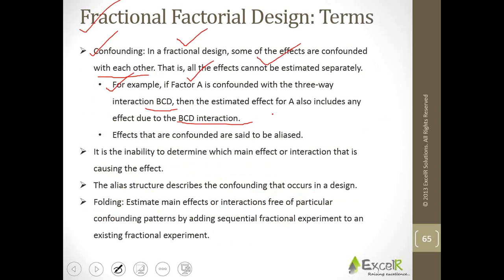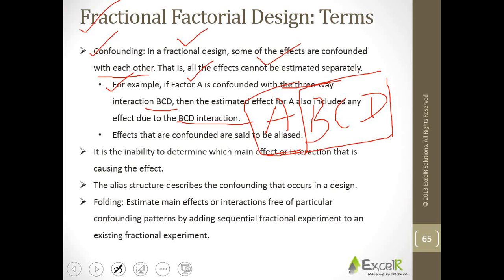So you will not conduct experiments for A separately, B separately, C separately, D separately, right? Instead, you are going to confound A with B, C, D. Confound is nothing but combining, right? And you look into the combined effect.